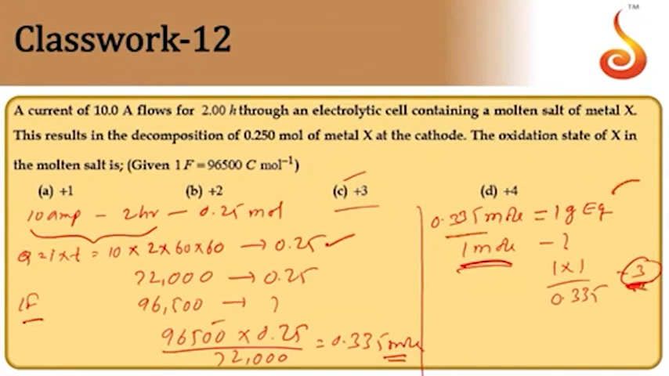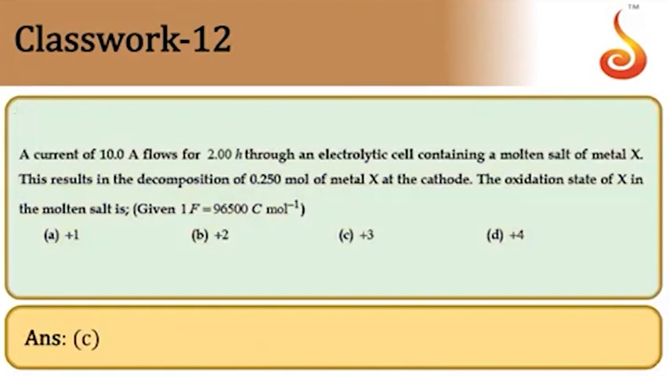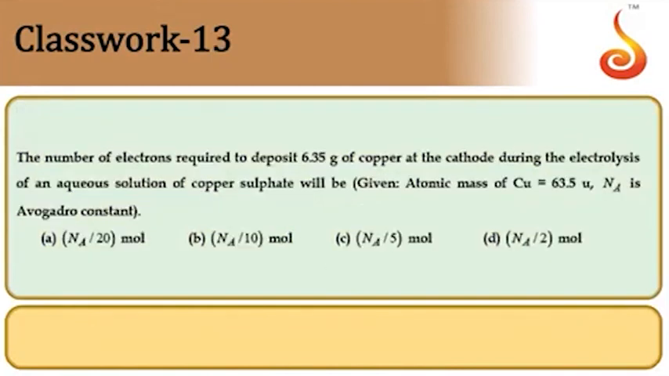It became 3 here. So 1 mole, 3 gram equivalents means nothing but valency must be equal to 3. So the answer is option C. Next: the number of electrons required to deposit 6.35 grams of copper at the cathode during electrolysis of aqueous solution of copper sulfate will be. They have given the atomic mass of copper.